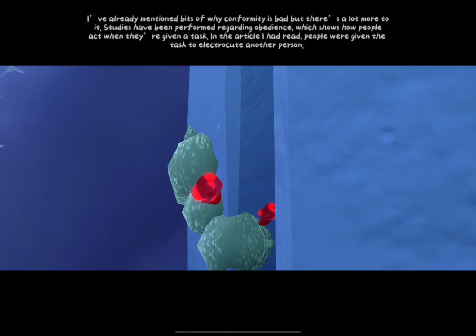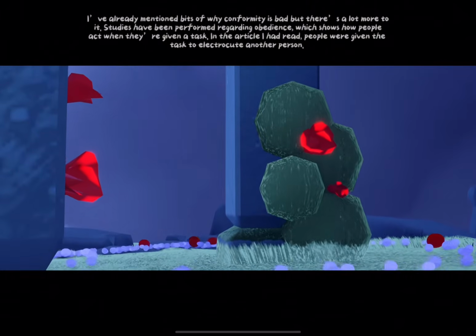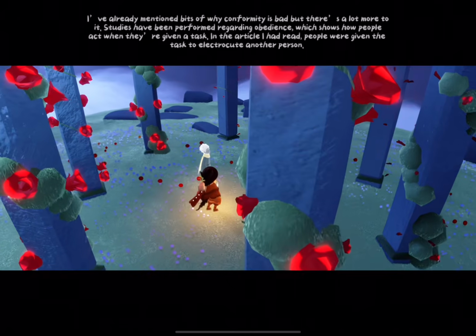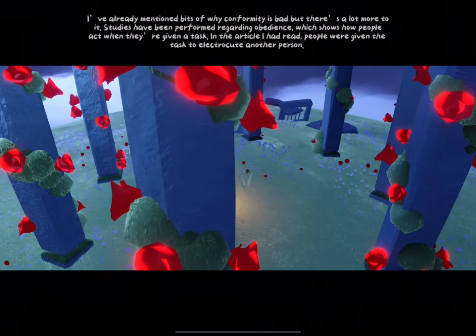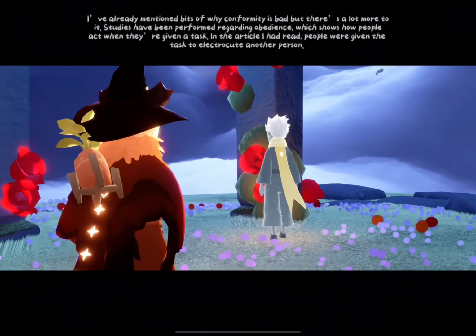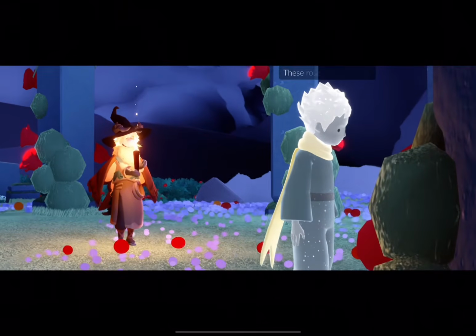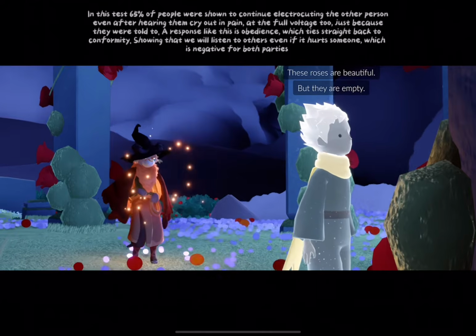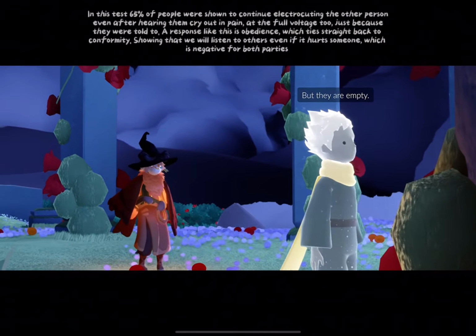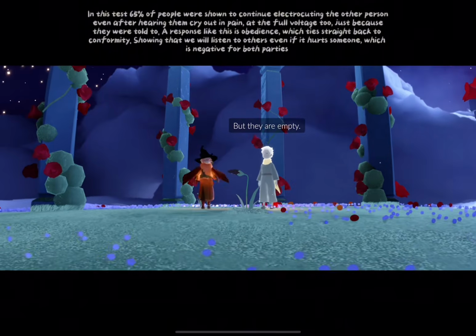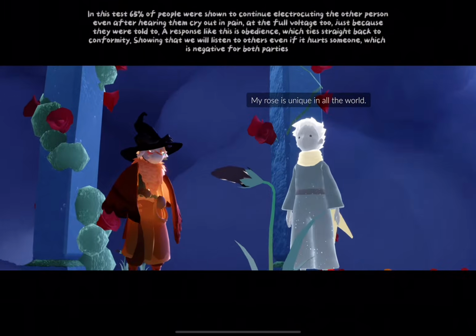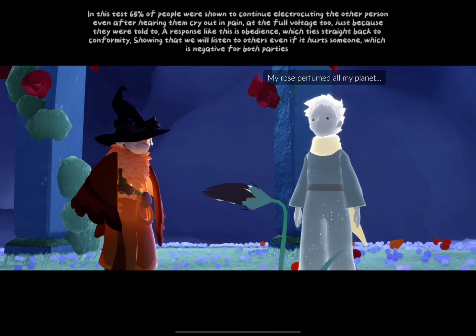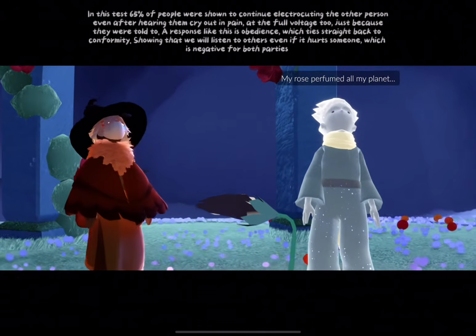I've already mentioned bits of why conformity is bad, but there's a lot more to it. Studies have been performed regarding obedience, which shows how people act when they're given a task. In the article I had read, people were given the task to electrocute another person. In this test, 65% of people were shown to continue electrocuting the other person even after hearing them cry out in pain, at the full voltage too, just because they were told to. A response like this is obedience, which ties straight back to conformity, showing that we will listen to others even if it hurts someone, which is negative for both parties.